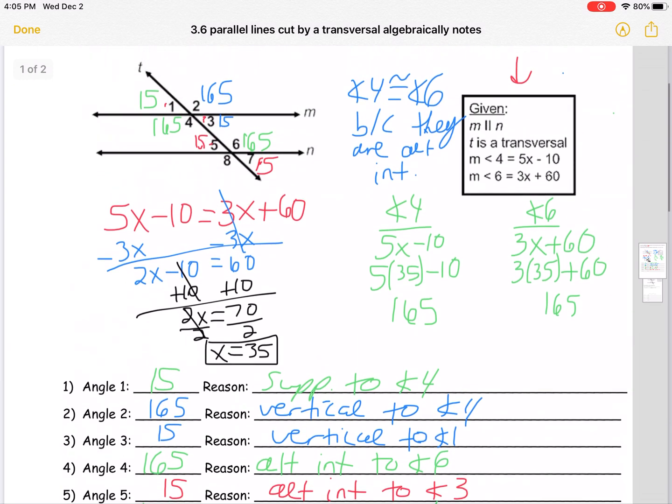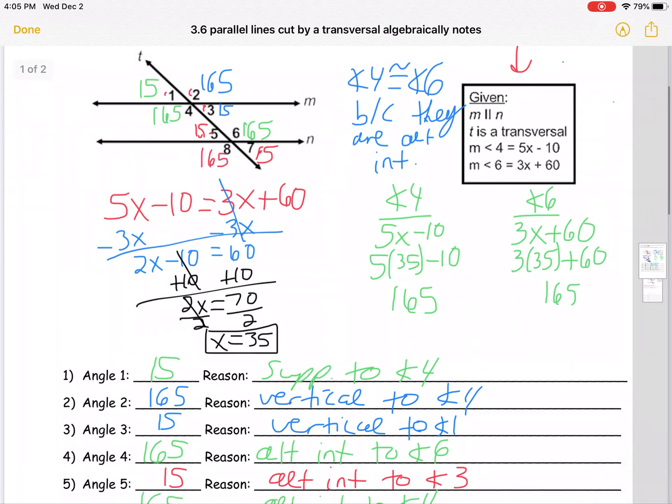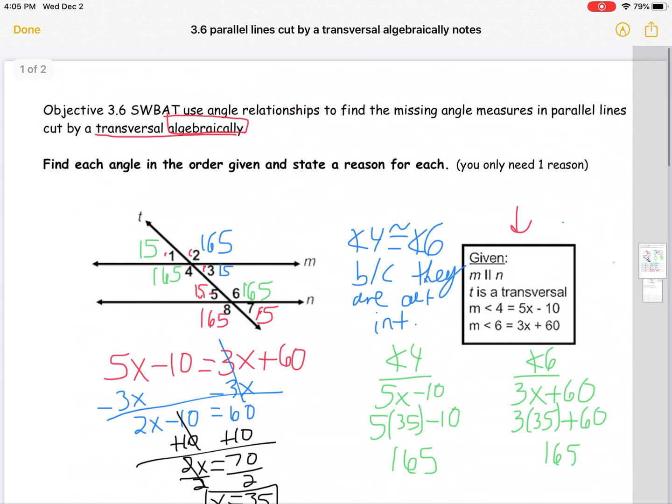Last but certainly not least, angle 8. Angle 8 is going to be 165. And again, there's many, many different reasons you can write. I'm going to write that it's alternate exterior to 2. So it's 165. And the reason is it's alternate exterior to angle 2. Okay? So that's the first example right here.